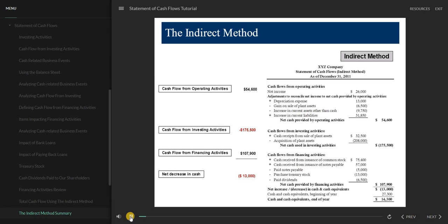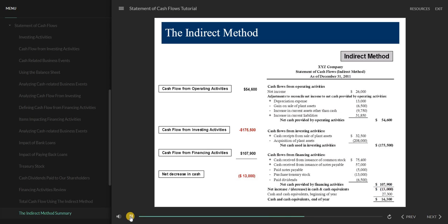Keeping in mind our figures for each of these categories, let's see how a real statement of cash flow looks using the indirect method. As you can see, the computations we use to derive the cash flow from operating activities, amounting to a positive $54,600, are clearly listed out in our preparation. The same applies for our cash flow from investing activities and our cash flow from financing activities, determining our net decrease in cash of $13,000.